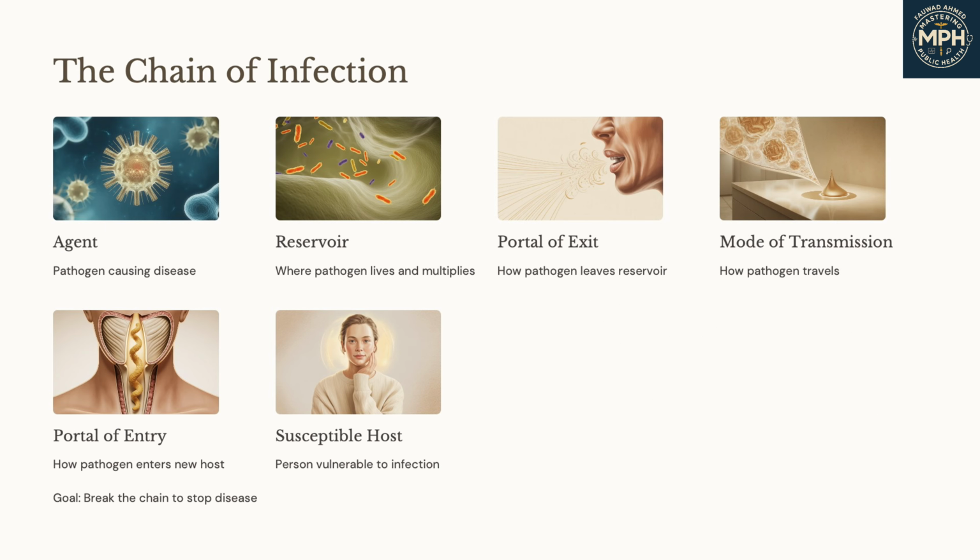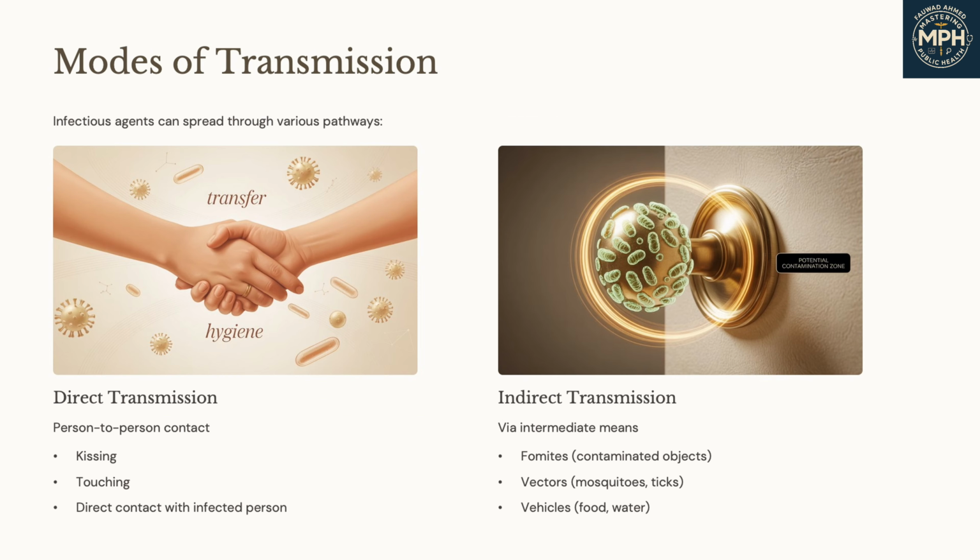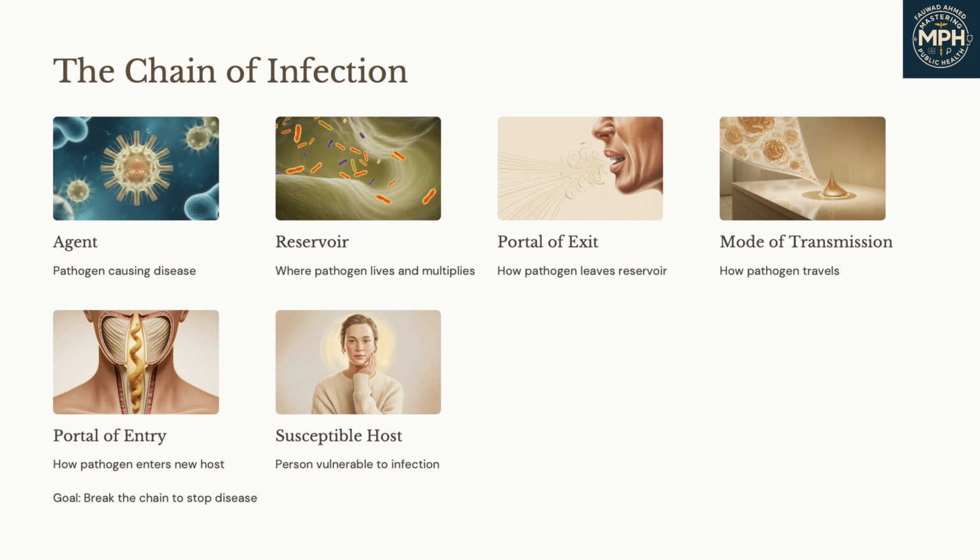Another key model is the chain of infection. First is pathogen, the infectious agent. Second is reservoir, where it lives. Third is portal of exit. Fourth is mode of transmission, direct or indirect. Fifth is portal of entry. Sixth is susceptible host. Stopping an outbreak involves breaking the chain.